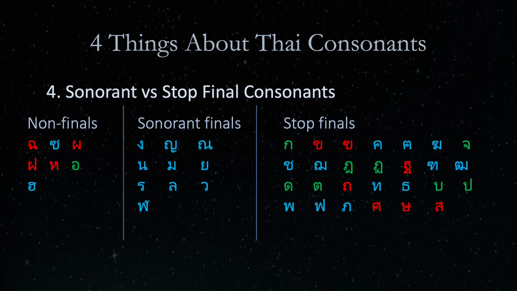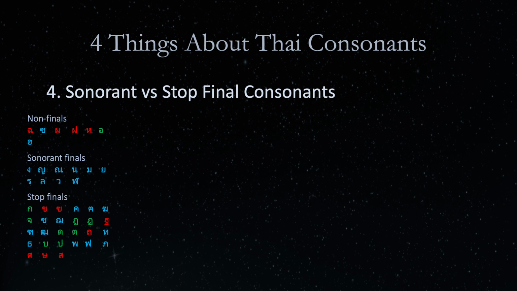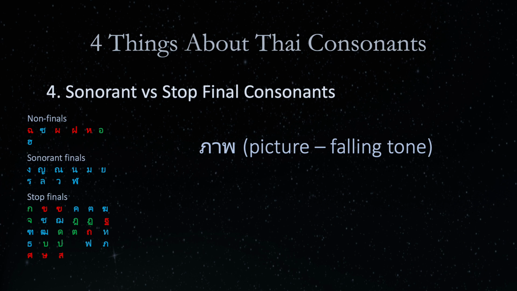The sonorant final consonants can be described as voiced, and their sound can be extended. The stop final consonants can be described as unvoiced, and the speaker is expected to stop the sound of the consonant before air is expelled from the mouth. The word pap, meaning picture for example, has the labial consonant po pla, which sounds like the letter P, as the final consonant. Po pla is a stop final consonant, so the sound is stopped before air is expelled from the mouth. So we say pap. Note that pap is in the falling tone.